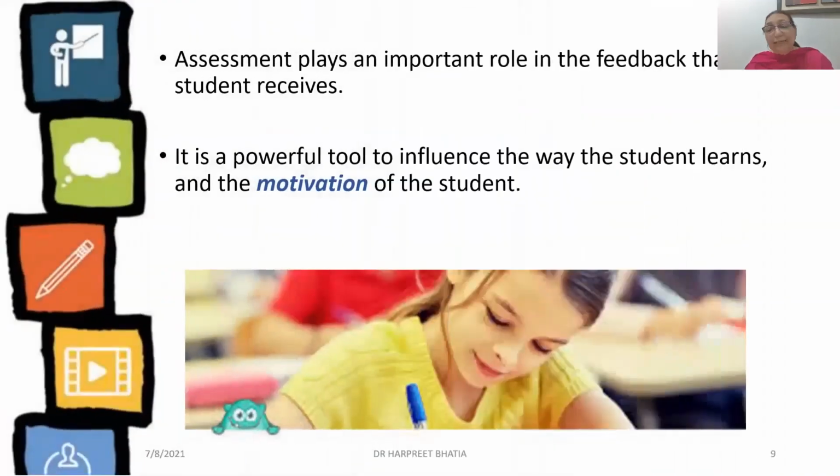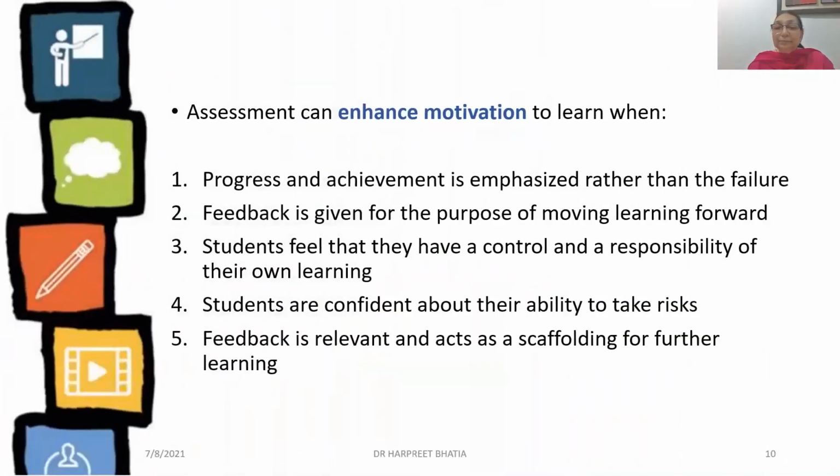And like I said earlier also, the way we give feedback to the student is very important, because it needs to finally serve the purpose of motivating the student to learn further, rather than demotivating the student by telling the student that he or she is wrong or is a failure as far as the learning process is concerned. So, what are the ways in which assessment can enhance motivation?